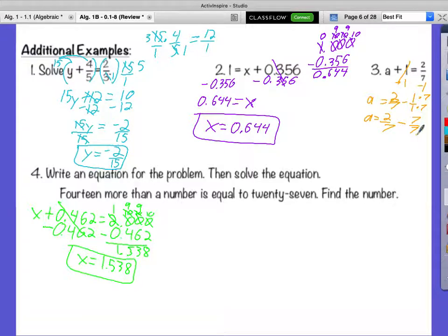So what's 2 minus 7? Negative 5, because the 7's bigger, okay? And then what's our denominator? Do we do 7 minus 7 in our denominator? No, you just leave the 7. That's why we had to get the same denominator. Okay? Now our answer is negative 5 over 7.